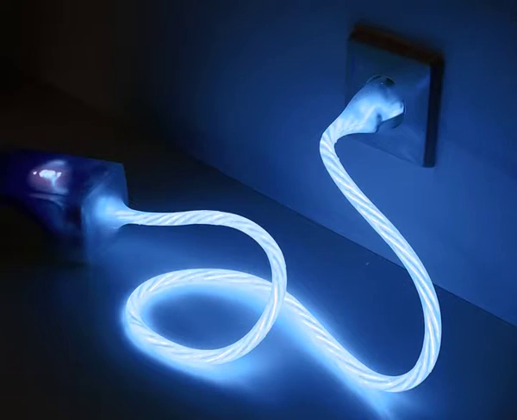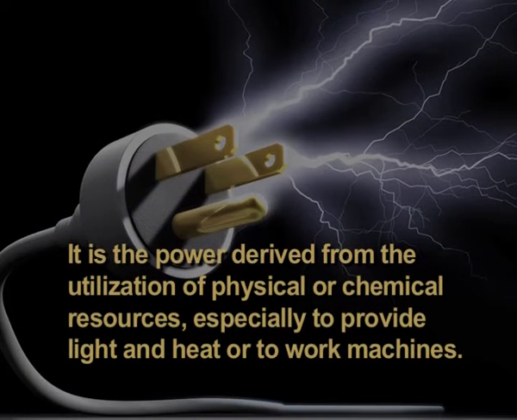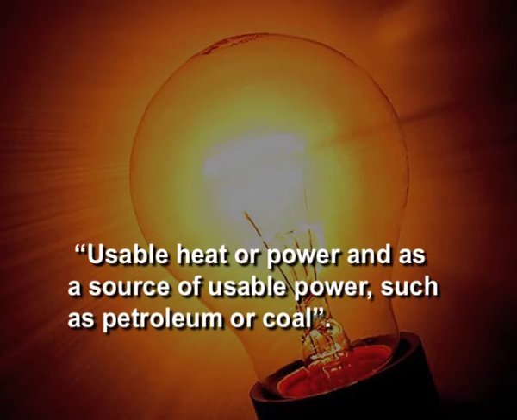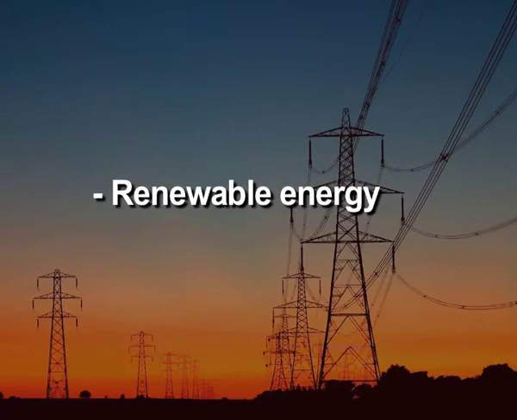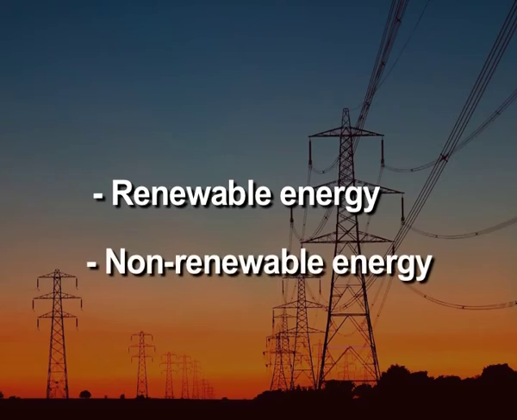The simple definition of energy says that it is the power derived from the utilization of physical and chemical resources, especially to provide light and heat or to work machines. And then the other online free dictionary definition of energy defines that it is a usable heat or power and a source of usable power such as petroleum or coal. So basically energy can be classed into two, that is renewable energy and non-renewable energy.